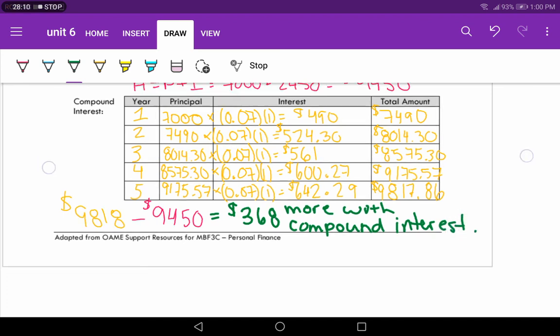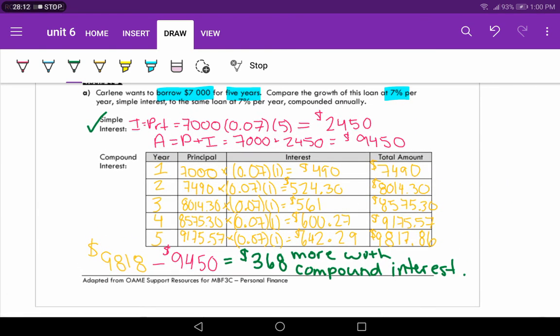All right, so we'll discuss compound interest in a bit more depth in the next lesson, but this is the end of the second lesson on simple versus compound interest.